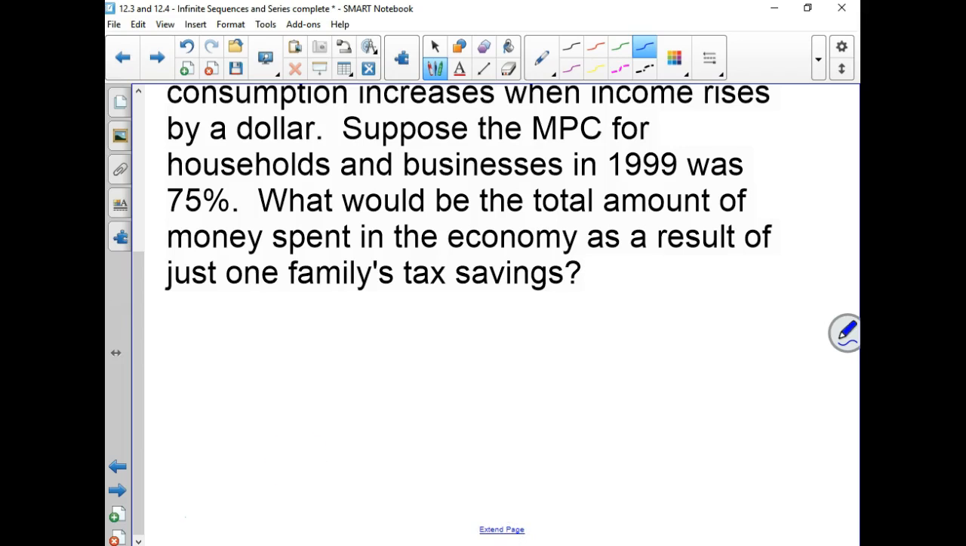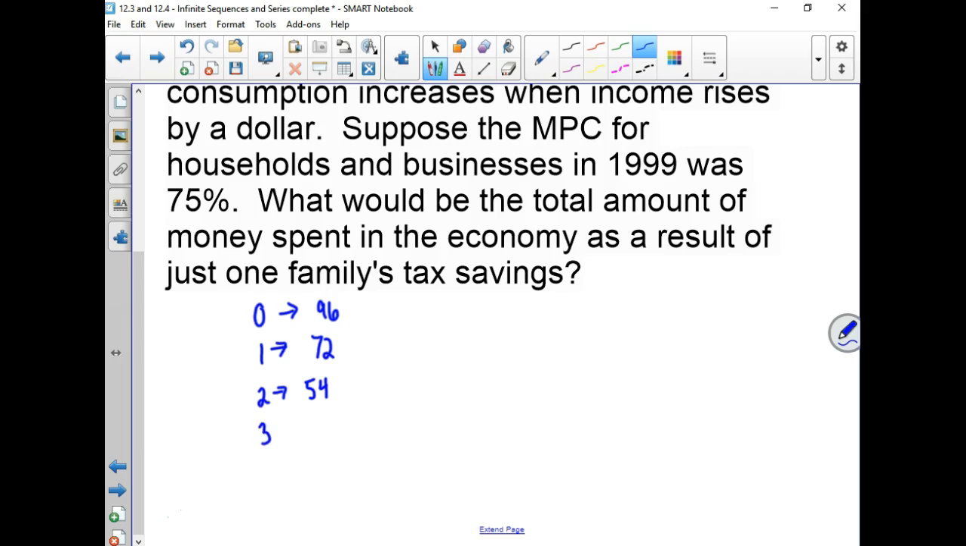Like the family, we'll call them 0, they get $96. And then, you don't have to do this, I just want you to understand what is happening here. They're only spending 75%, so 96 times 0.75 is $72. So they take $72 to the store and buy something with it. Well, then that store might save back part of it, so 72 times 0.75, they're going to spend $54 on maybe giving an employee a raise, or more inventory or something. Then let's say they give an employee a $54 raise.